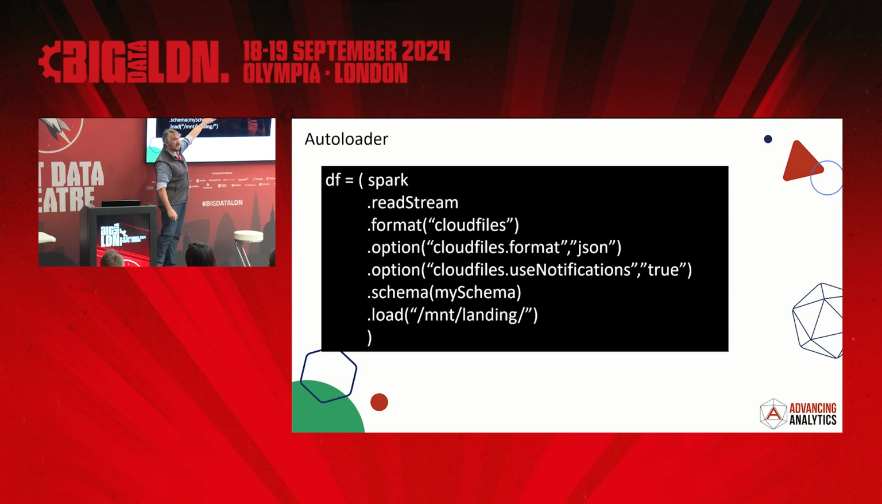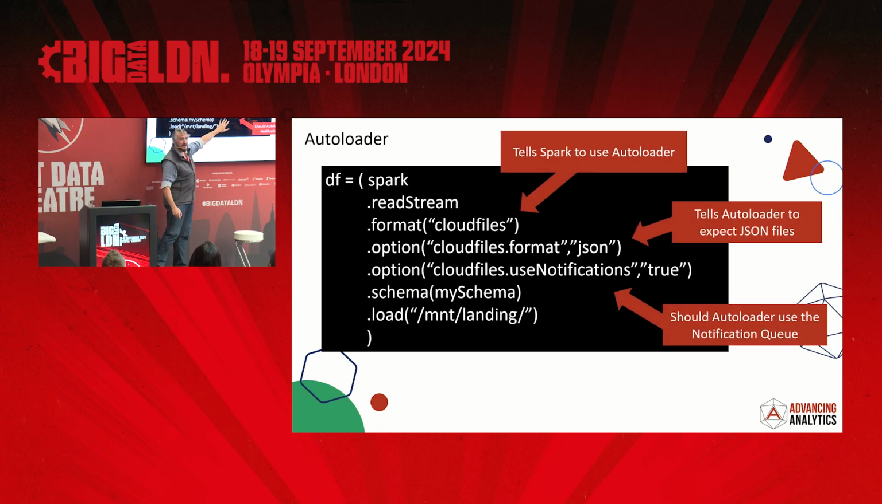I need to tell it that the thing you're looking for is going to be JSON files. So when Autoloader works, it's looking for JSON or Parquet or XML or whatever it happens to be. I need to tell it whether or not it should be using that event grid queue. Should it be using the efficient mode? There's a whole load of other benefits of Autoloader, but that's not why we're here. For doing efficient file streaming, that's what we can use.